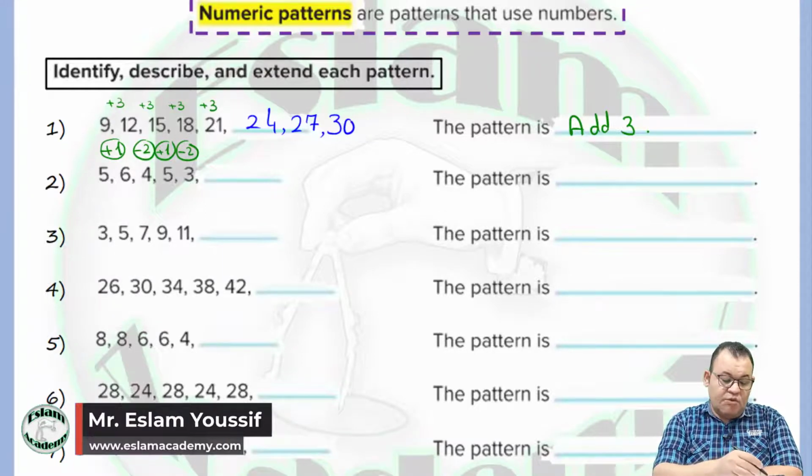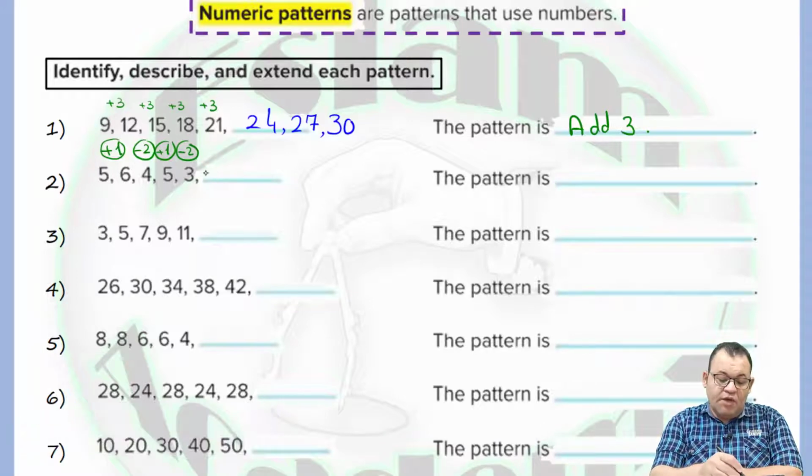So to find the next number, by adding 1, it will be equal to 4. And subtracting 2, it will be equal to 2. By adding 1, it will be equal to 3. By subtracting 2, it will be equal to 1. So the pattern that we are using is adding 1, then subtracting 2.